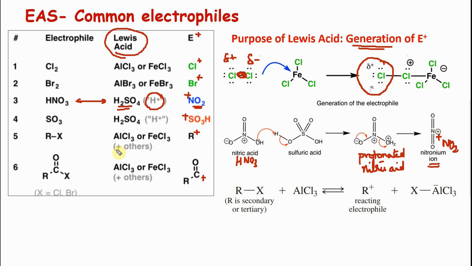Similarly, the last two are Friedel-Crafts alkylation and Friedel-Crafts acylation. There you always use AlCl3. The purpose of AlCl3 is to generate the electrophile. Because this is a Lewis acid, it takes the electron from the halogen. The halogen takes it from here. I get R+. R+ is the electrophile in Friedel-Crafts alkylation. RCO+ is the electrophile in Friedel-Crafts acylation.